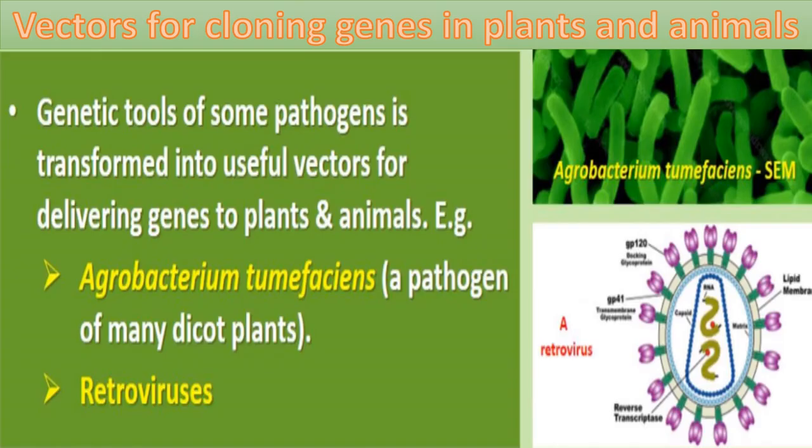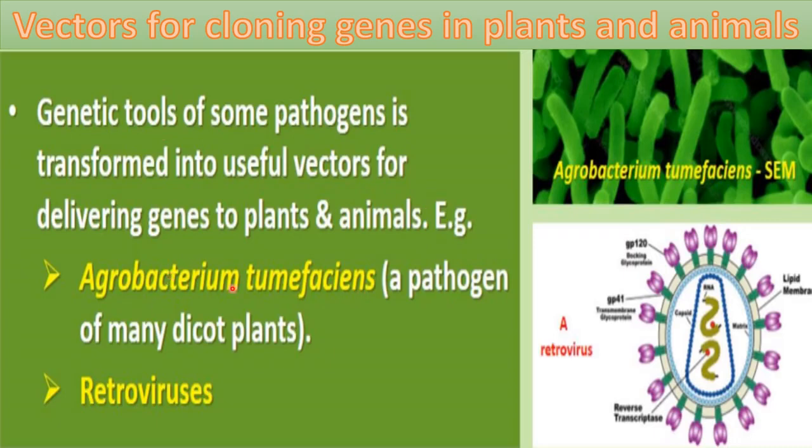Next topic is vectors for cloning genes in plants and animals. So genetic tools of some pathogens are transformed into useful vectors for delivering genes to plants and animals. Okay, so genes of pathogens are used for transferring the foreign genetic material into plants and animals, right? Means those pathogens' genetic material can be used as vector.